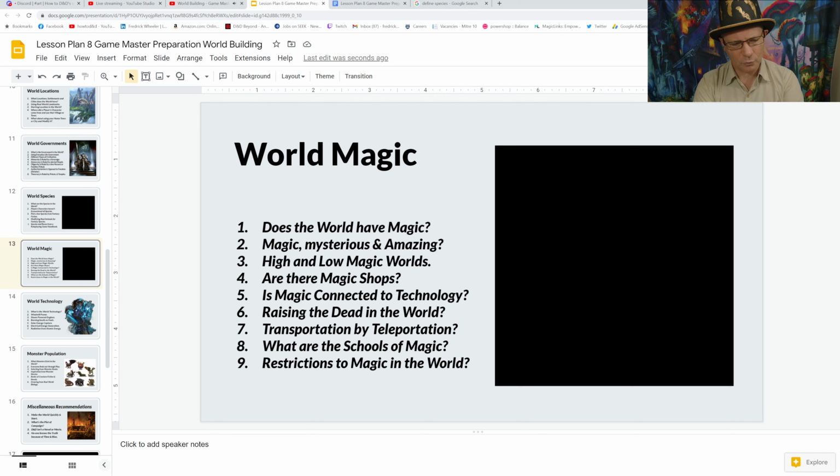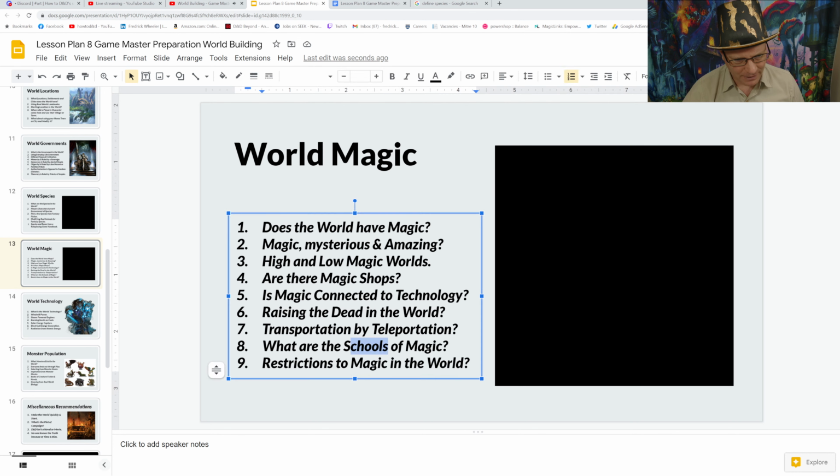It's not so much schools. What are the types of magic? I think only Dungeons and Dragons specifies schools of magic, but if you're looking at another role-playing game system, they're really looking at types of magic, whether it may be, say, fire, water, air, earth.